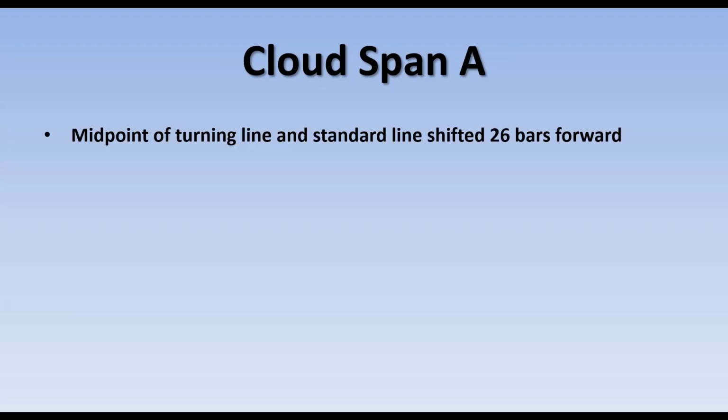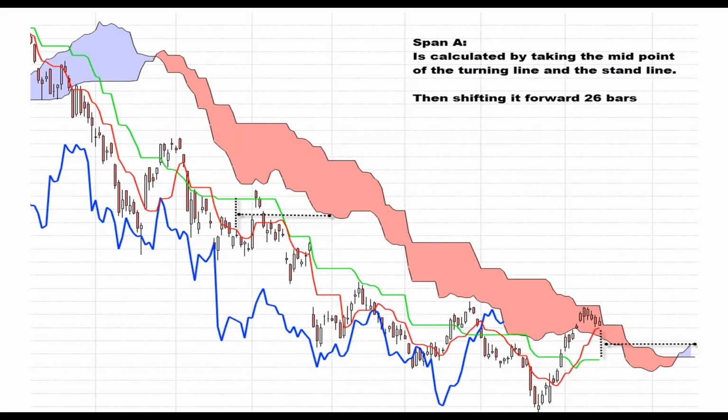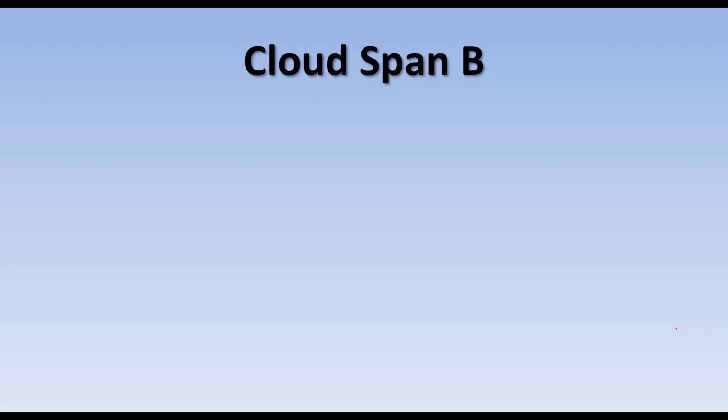Now let's talk about how to calculate cloud spans. Cloud span A is the midpoint of the turning line and the standard line shifted 26 bars forward. So what you're going to do here is take the turning line and the standard line, look at the midpoint, and forward project in the future 26 bars to get either the high or the low of the cloud.